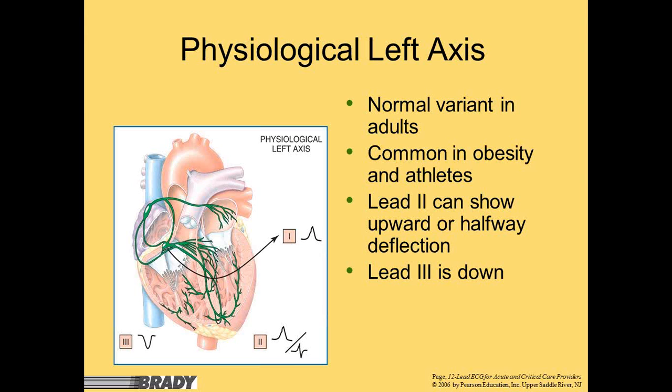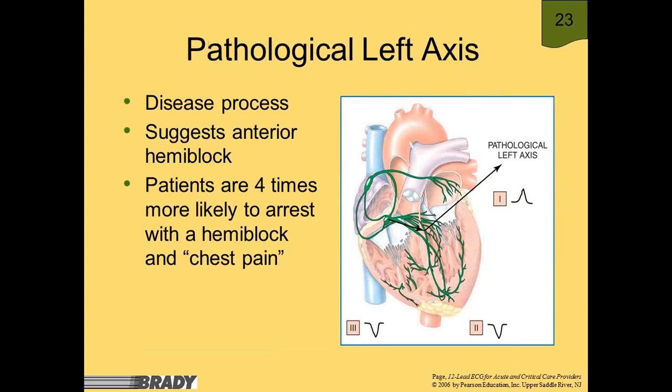So again, this is a physiological left axis, which isn't all that horribly uncommon, and hemodynamically is not really terrible. But this one is your pathological left axis, and this is caused by a hemiblock, meaning that fascicle is completely blocked. And we're going to recognize that because the electrical conduction path is going to change. If that's blocked, we can't get electrical conduction through there, and we're going to recognize that.